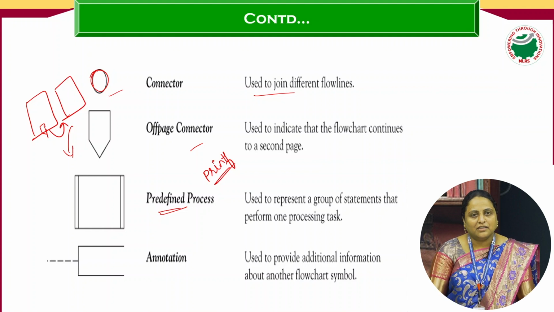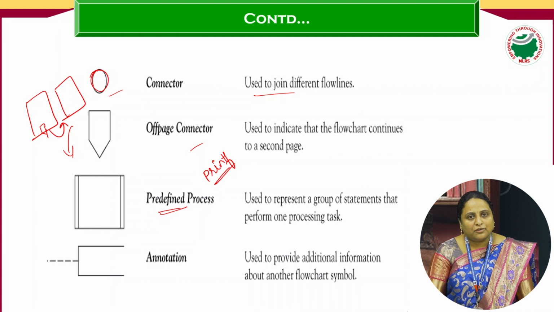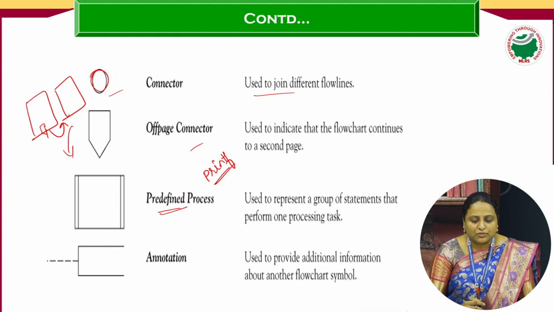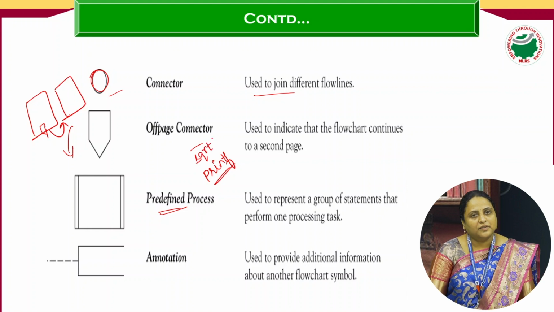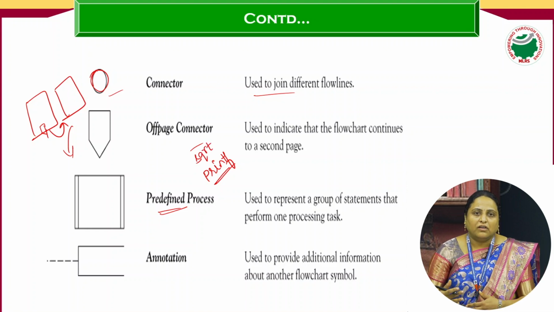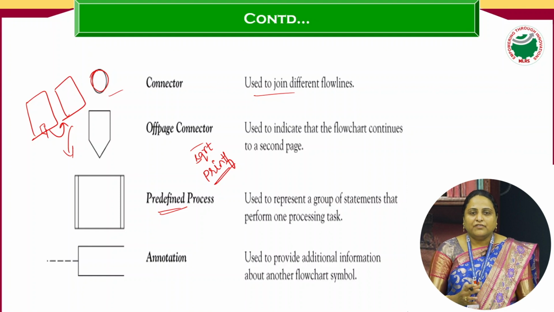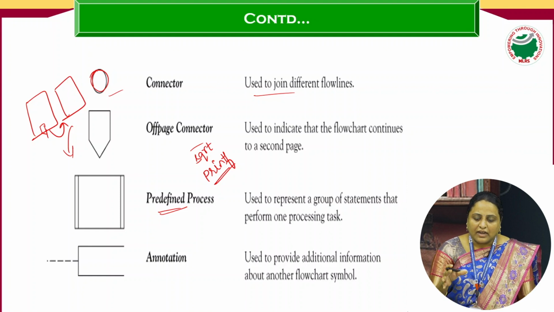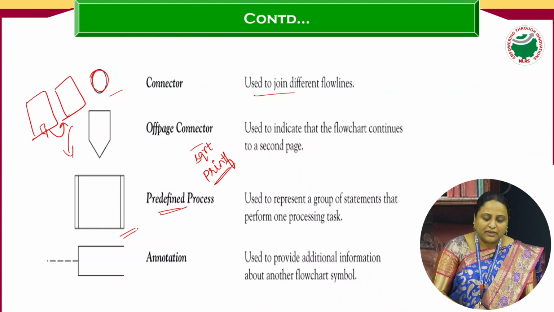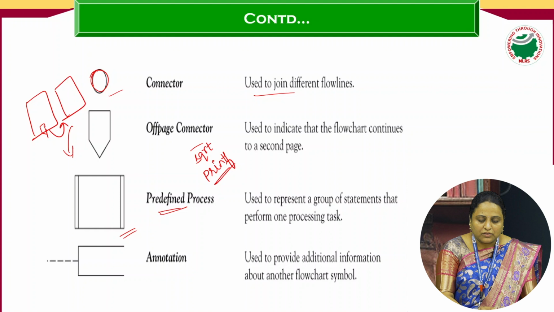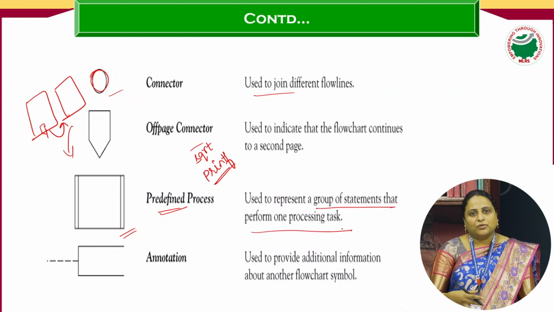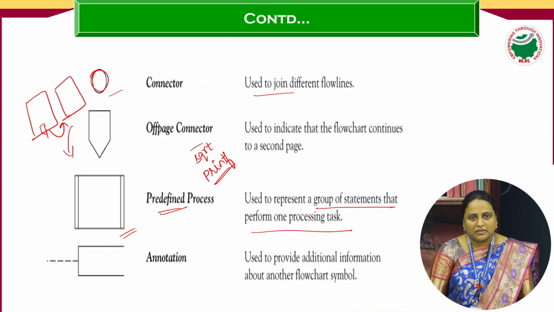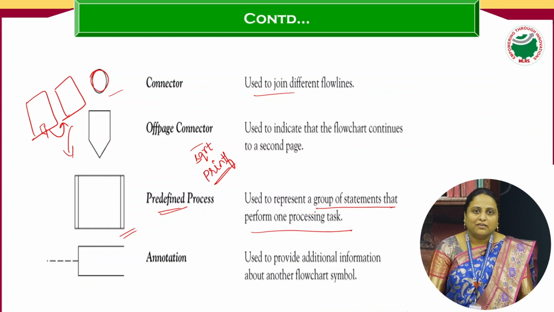It's a predefined thing. For example, if I want to calculate the square root of a particular number, then I have to use a predefined function like sqrt. So these are all called predefined functions. Whenever you have some predefined process and some statements related to that, you can use the symbol for predefined process. This represents a group of statements that are performing some processing task. Whatever task is given, it performs that task. That is, we use it for functions.